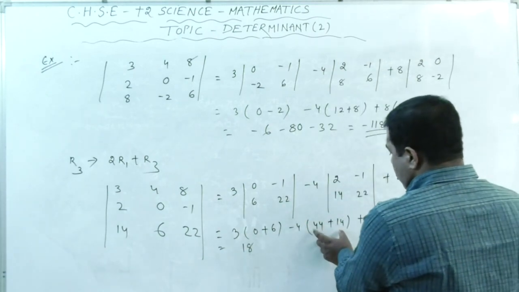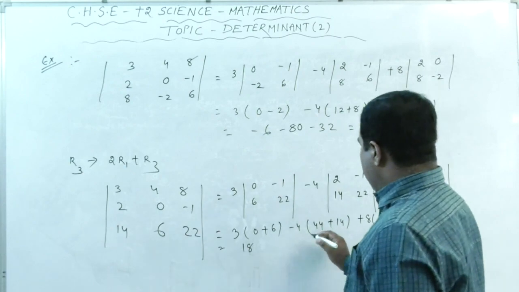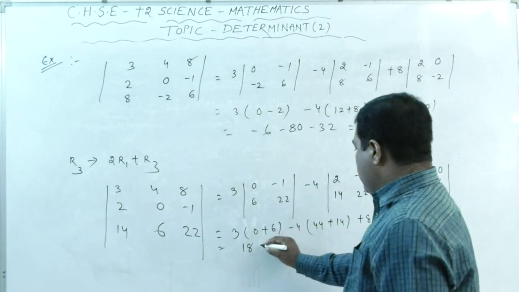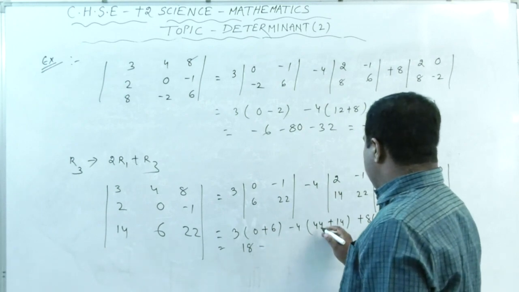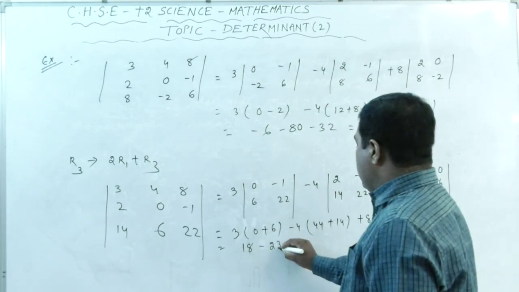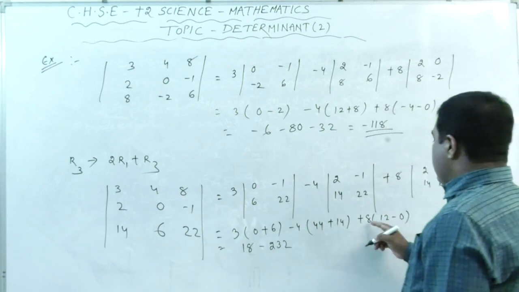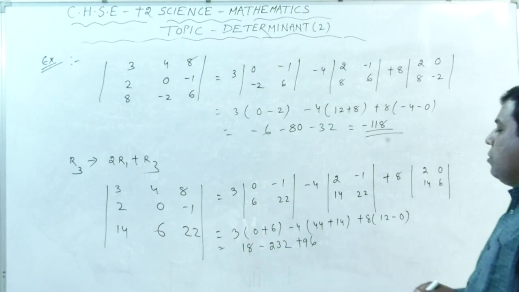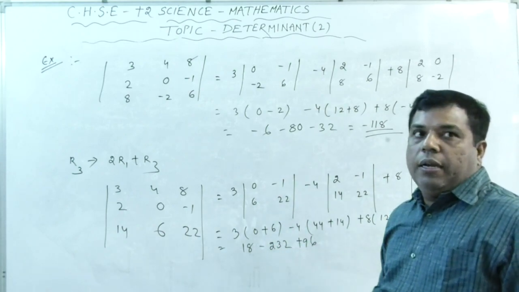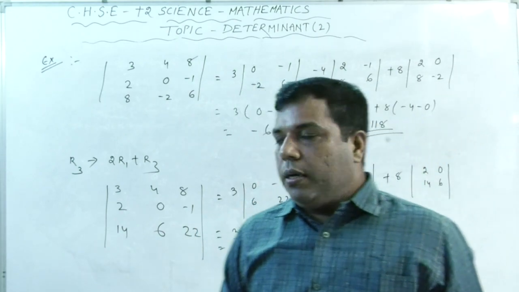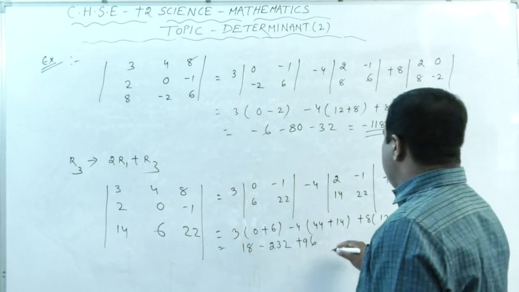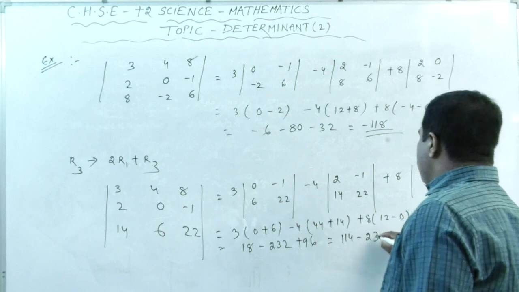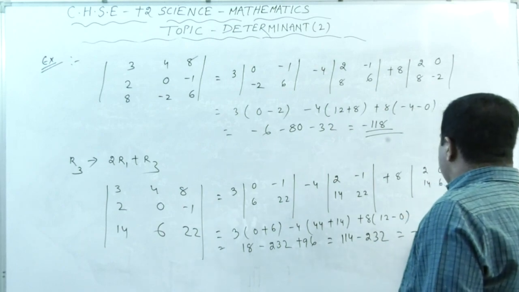It is minus 4 multiplied with 58, minus 232, and it is 96. Clear? So 96 plus 18 is 114. 114 minus 232. So you can see the value is minus 118.